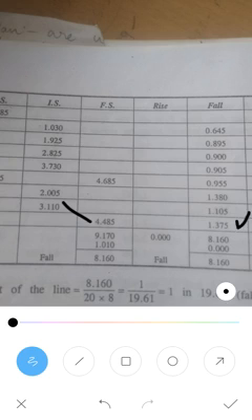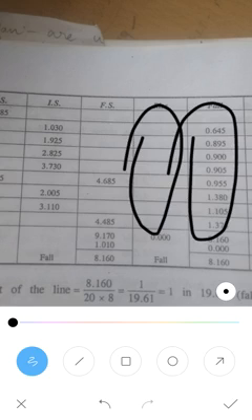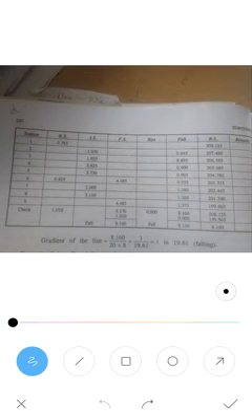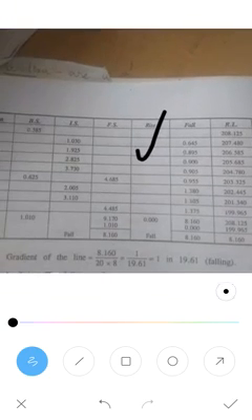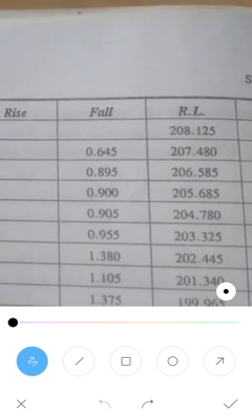After finding these rise and fall values, you have to find out the RL values. There is no rise, only fall is there. Next, you simply do it like this: you subtract, 208.125 minus 0.645, which gives 207.